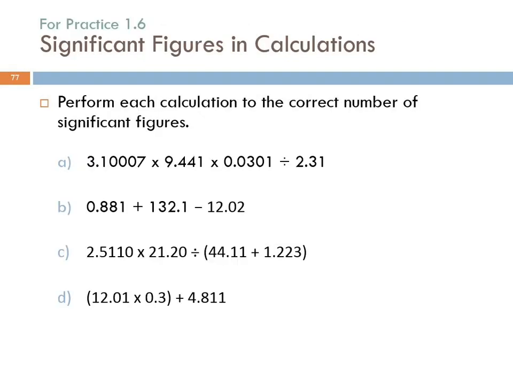So let's do some examples. Do it on your calculator first. So 3.10007 times 9.441 times 0.0301 divided by 2.31. It's a good practice to just write down what your calculator says.